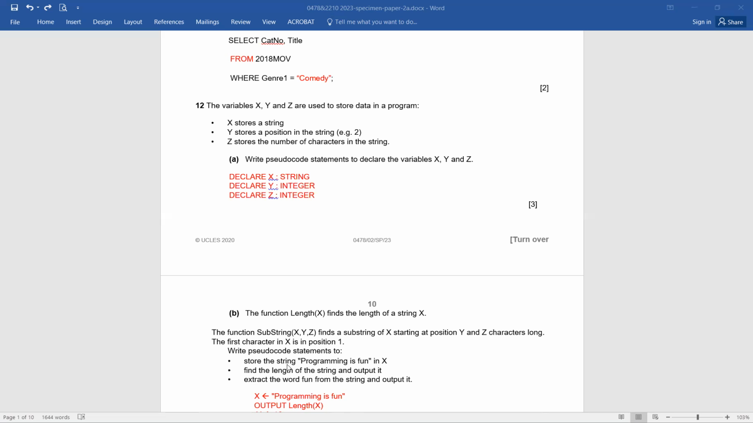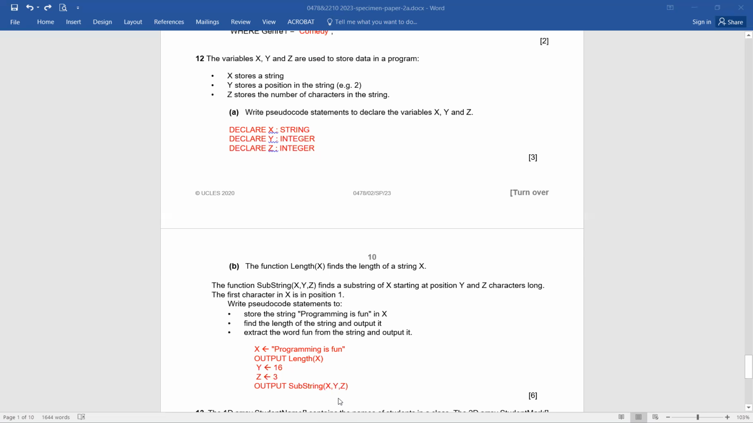The first task is to store in the variable X this value, programming is fun. So I have written X, assignment operator, quotations open, programming is fun. Be cautious, programming is fun is a string value, so it has to come within double quotations to complete the whole process.